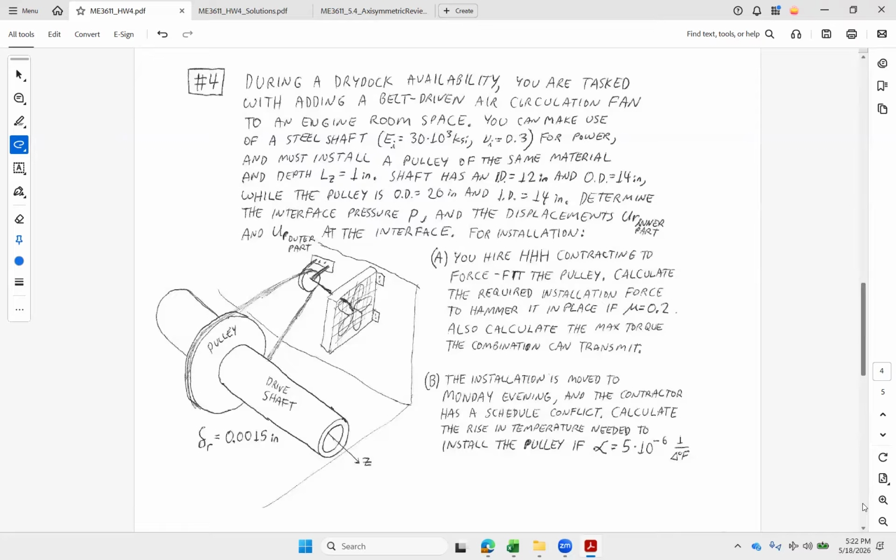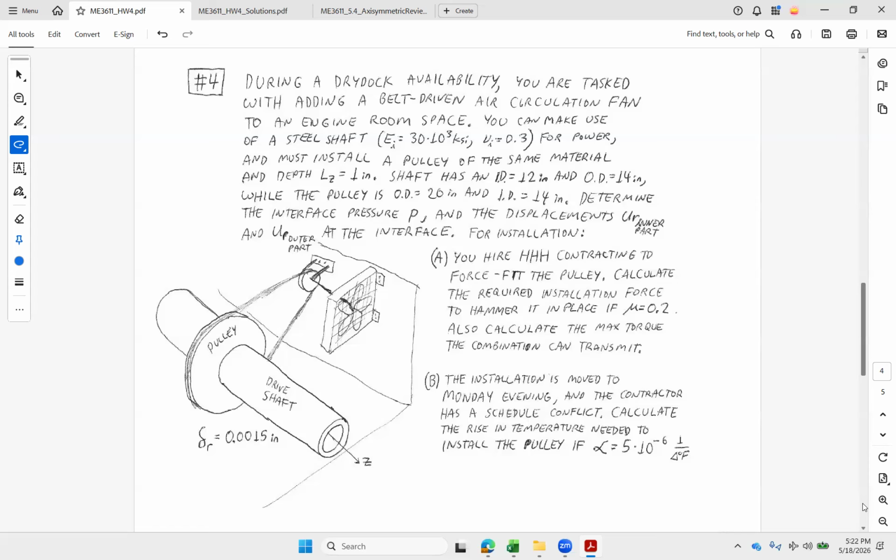1 inch wide, so the hub section doesn't need to be that long, right? We've got a friction coefficient between the two parts, same material, of mu equals 0.2. And then our interference is 1.5 thousandths of an inch. So we got a couple options for this. We want to figure out what the interface pressure is and then the displacements of each part. How much do they have to move? Note that the shaft is a little bit on the thinner side. The pulley is fairly thick at that interface.